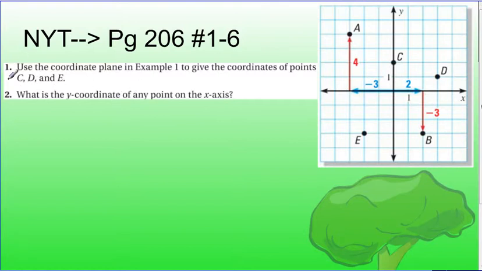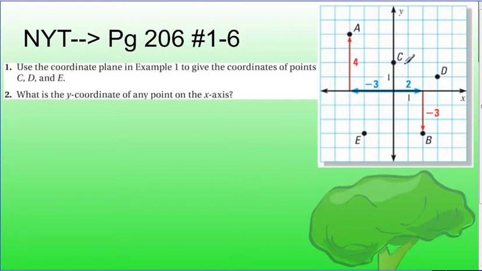Okay, let's see here. Number 1 says, use the coordinate plane in example 1, and I have it copied here, to give the coordinates of points C, D, and E. So they found what A and B were. They did not find C, D, or E, so that is our job.